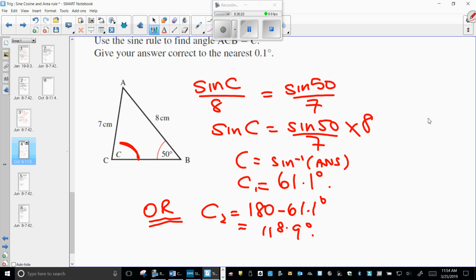Round this one and subtract. They're doing it to 0.1, so it's not one decimal place anyway, so you can leave it like that. Right, okay.